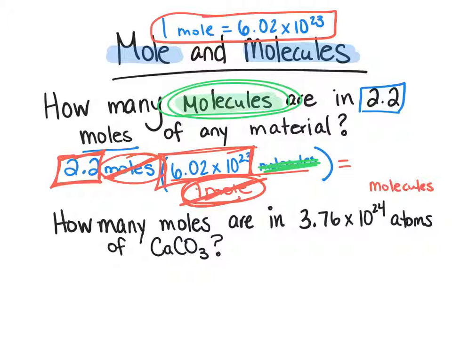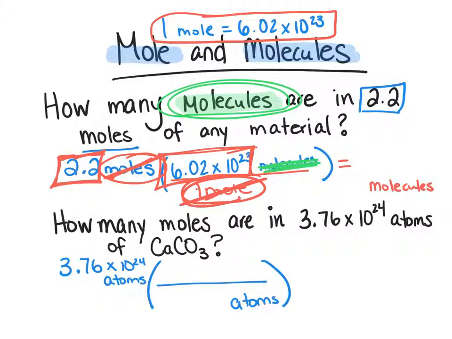If I want to go the opposite way, if I start with 3.76 times 10 to the 24th atoms, I have taught you to set this up as a ratio with the unit of atoms on the bottom so that my unit of atoms here cancels out with each other. That's the unit that I want to get rid of because that's what I'm beginning with. This right here is what I'm beginning with. What's the unit I want to get to? I want to get to moles. So that unit of moles is going to go on the top.